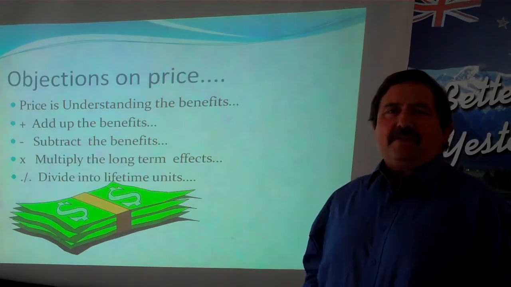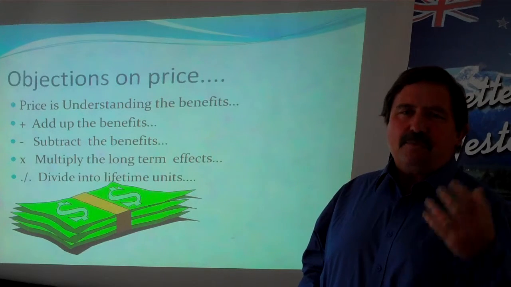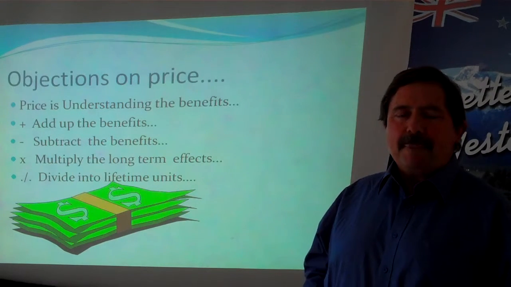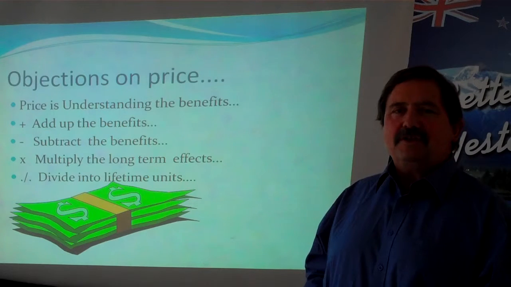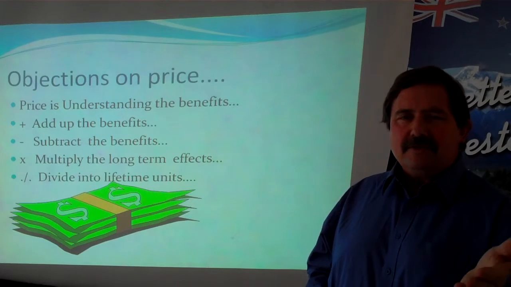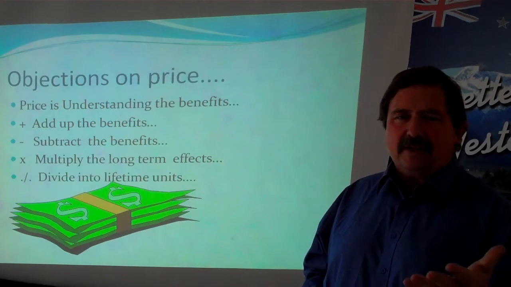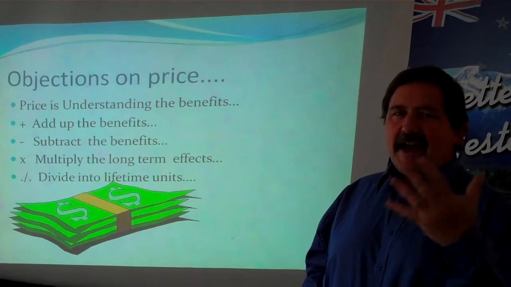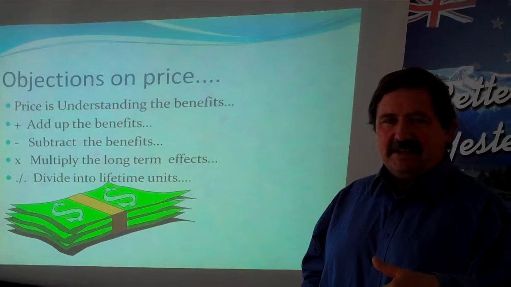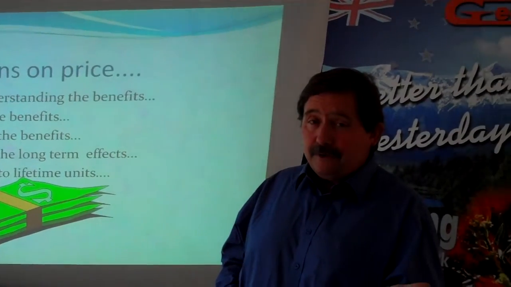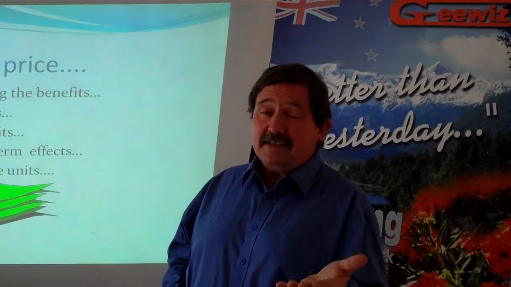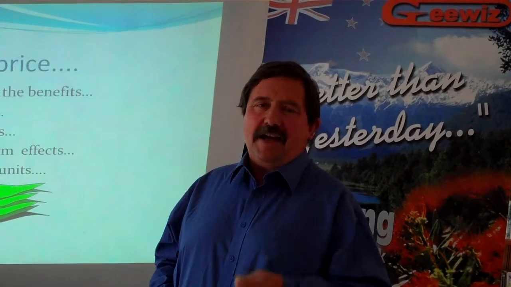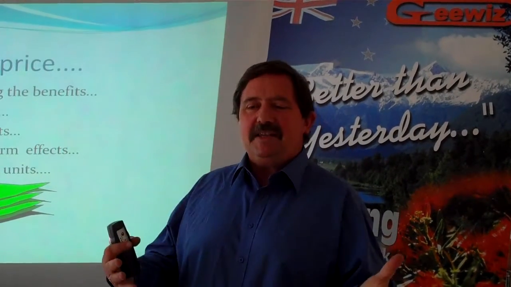So when you're faced with a situation where the customer says your price is $200 difference, divide it into lifetime units of cost. $200 over 5 years is $40 a year. There's 52 weeks in the year, that's roughly 80 cents a week. There's 7 days in a week, that's about 10 cents every day. There's 24 hours in each day. See what I'm getting at?